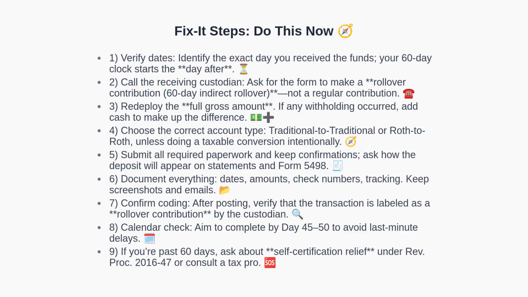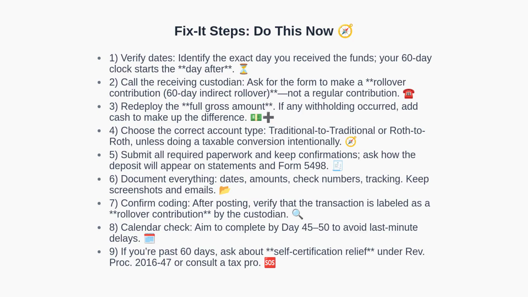Third, redeposit the full gross amount. If any withholding occurred, replace the withheld portion from your own funds so the total incoming amount equals the gross distribution. Fourth, place the funds into the correct account type, traditional to traditional or Roth to Roth, unless you intend to perform a taxable conversion. Fifth, complete all required paperwork and confirm how it will appear on your statement and on IRS Form 5498 as a rollover contribution. Sixth, document all details, including dates, amounts, and tracking information.